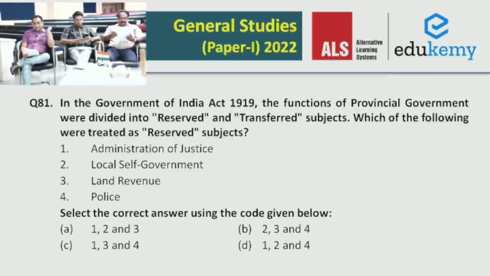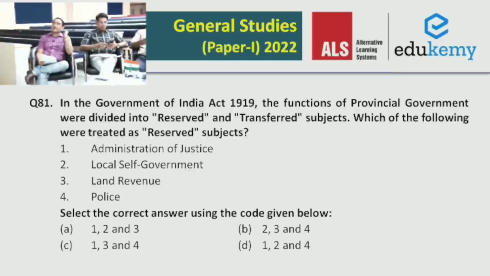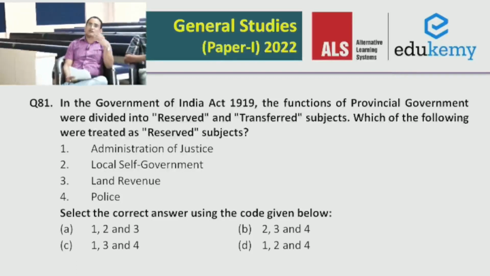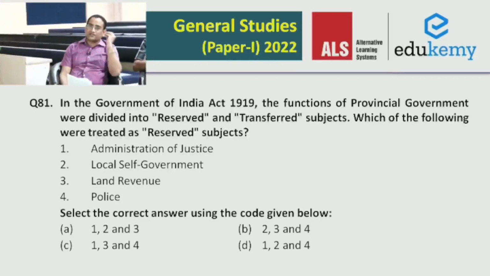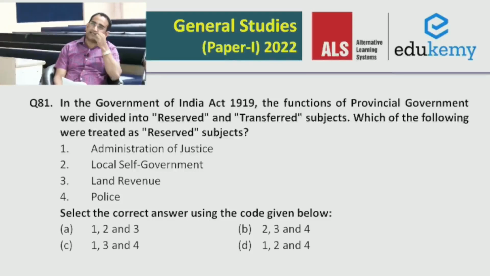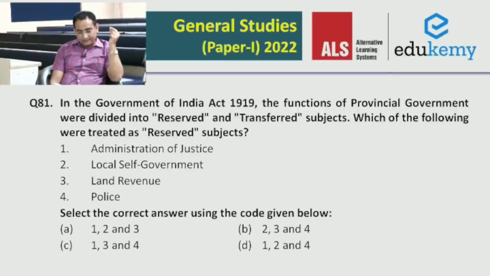So local self-government was of course part of the transferred subjects, but what can you do without finance, what can you do without administration of justice or police? So they were actually keeping them as reserved subjects, right? So the answer to this question would be C, as they're asking which of the following were treated as reserved subjects. It would be 1, 3, and 4. So yes, C would be the right answer.